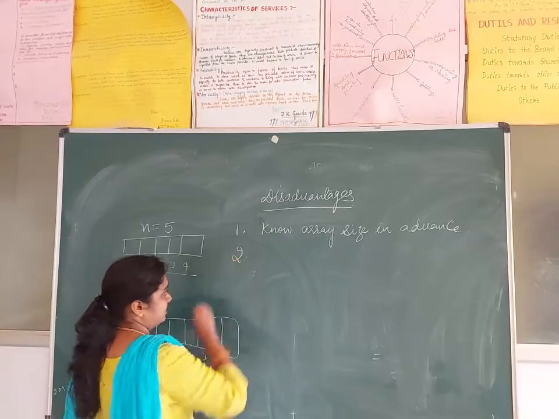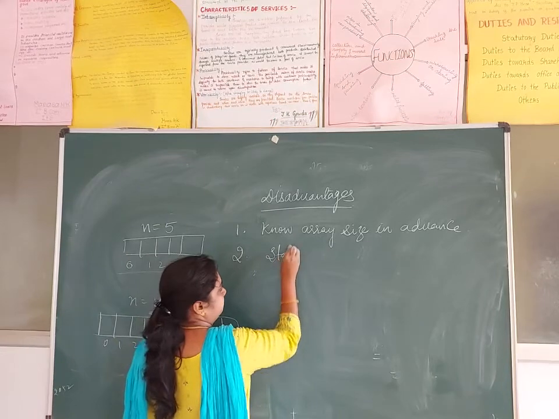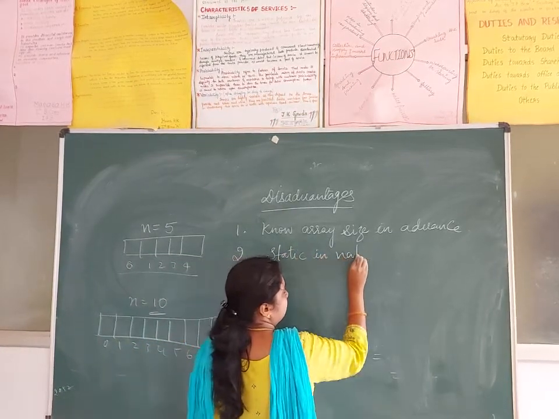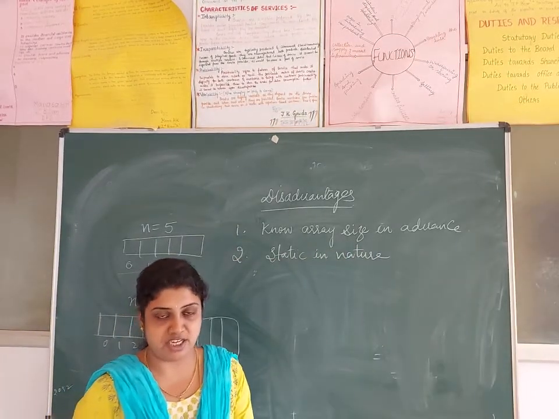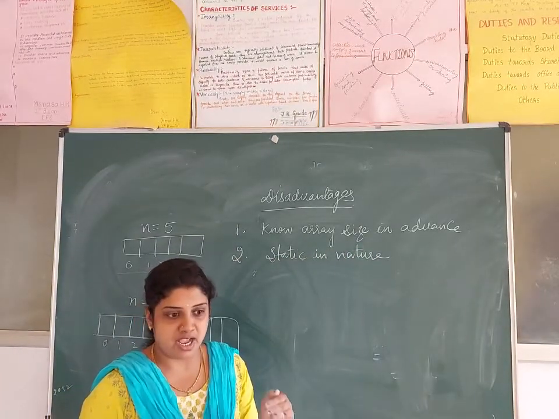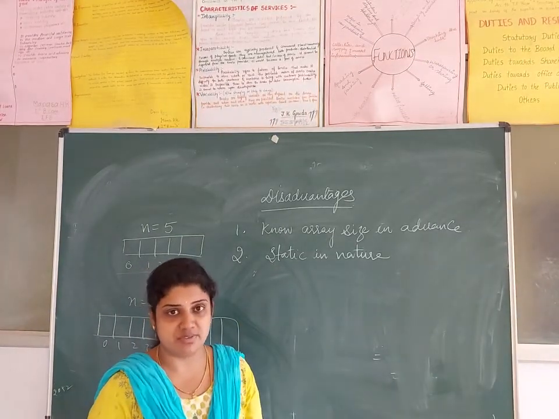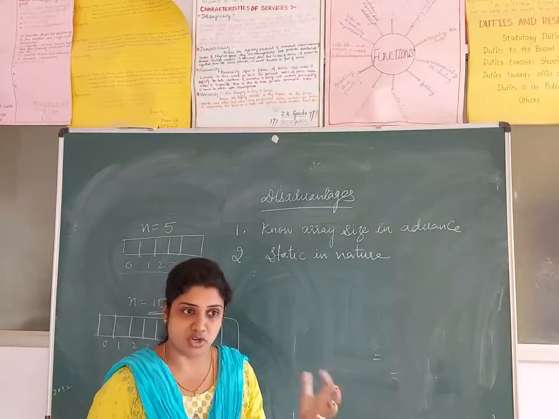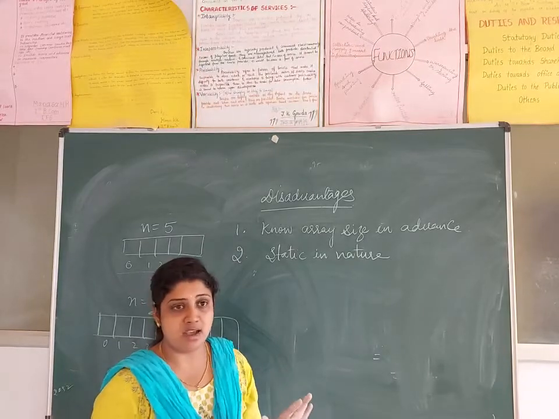The second disadvantage is what? An array is static in nature. Static means it is fixed. It cannot be changed. Array is static in the sense that the array size will be fixed. You cannot increase or decrease the memory size later.